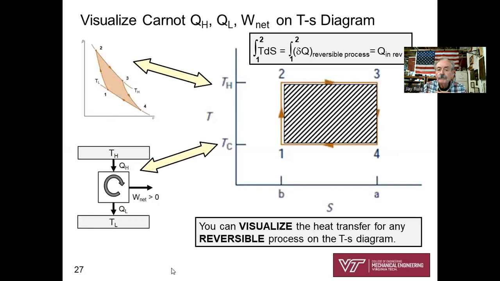Now I'm going to walk you through visualizing Carnot cycle QH, QL and W net, and how you visualize those with your eyes on a TS diagram. And here's how you figure it out.